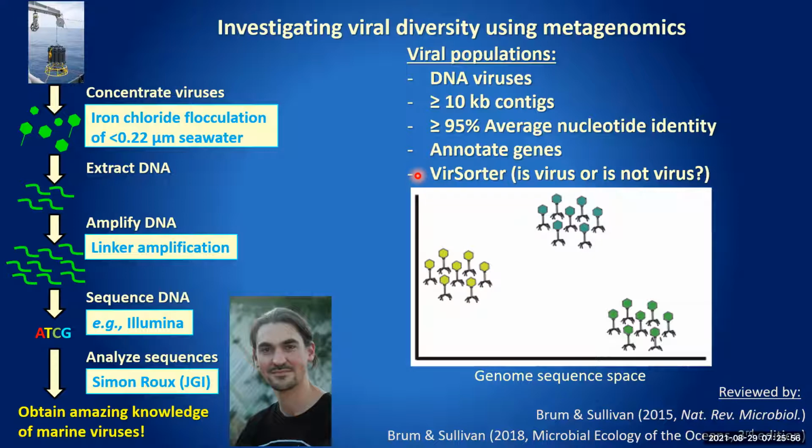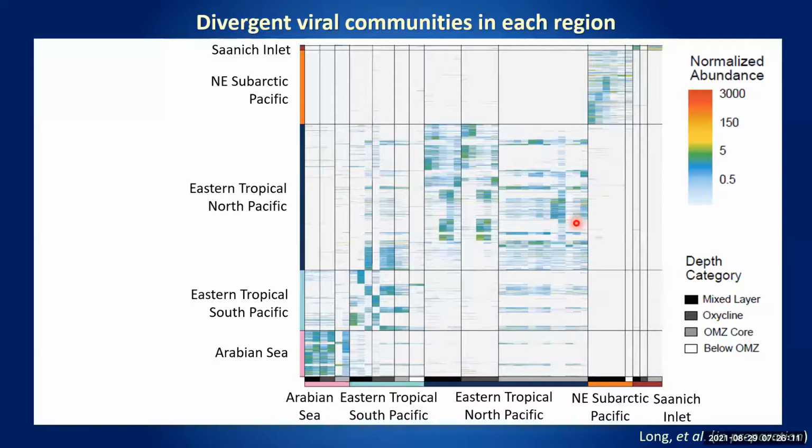So now we can quantify viral populations in different samples. I can say that this virus population is more abundant than this population, and then I can compare them among different environments. So that's what I'm showing here.